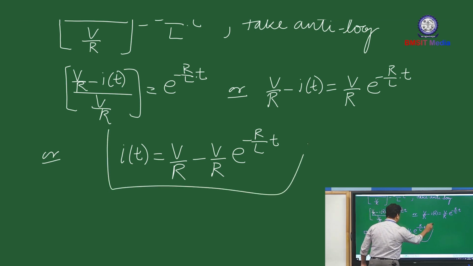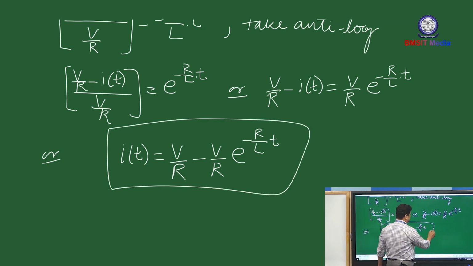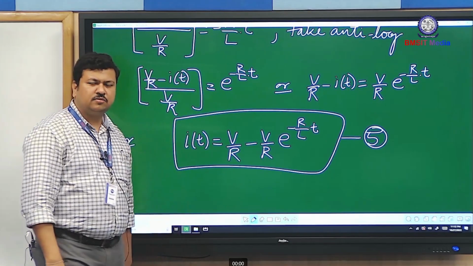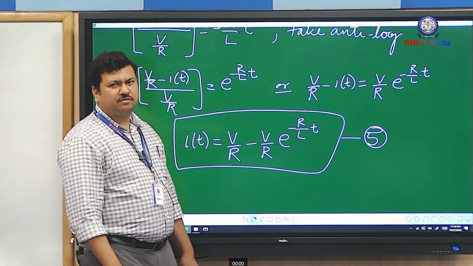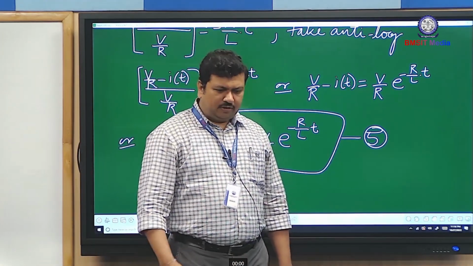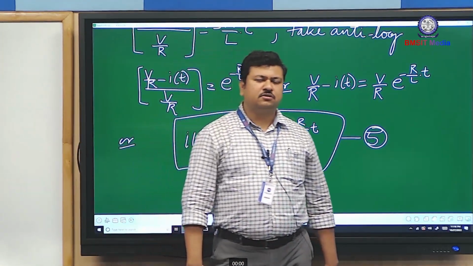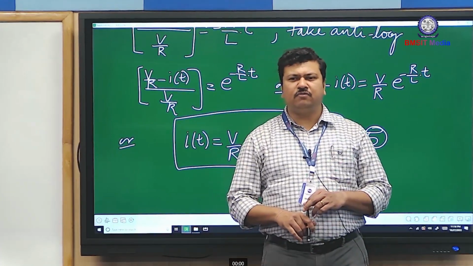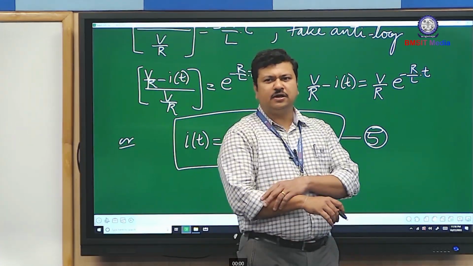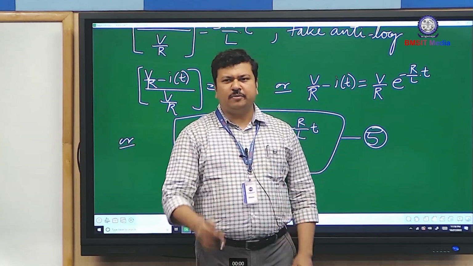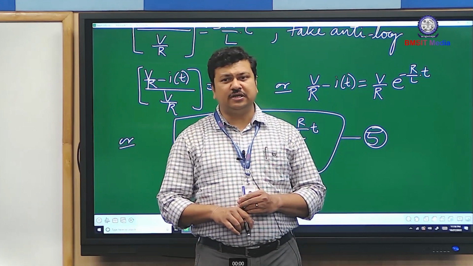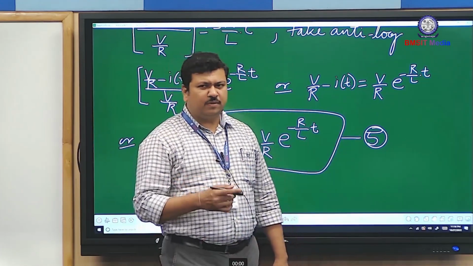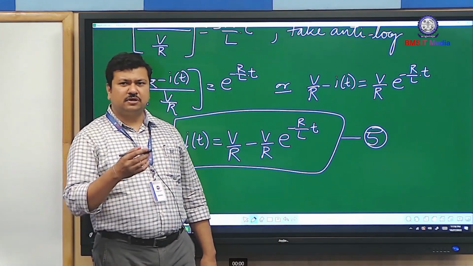So this is the solution. So let me take this as equation 5. So this is the solution for the non-homogeneous equation that we have defined in equation 1. When we saw the solution of the non-homogeneous equation initially, there we had two parts of the solution. One was particular integral and one was complementary function. So particular integral was representing the steady state response, and the complementary function was representing the transient response.